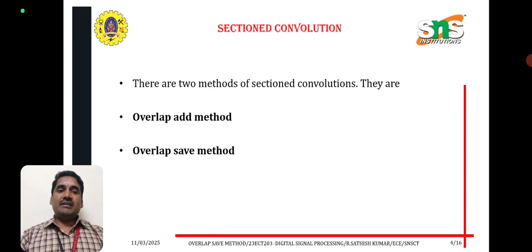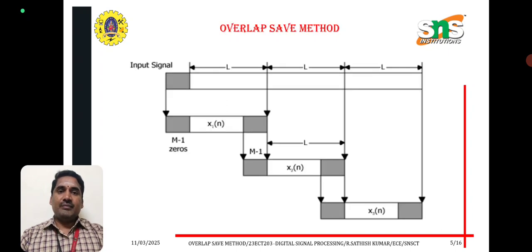There are two methods of sectioned convolution. They are the overlap add method and the overlap save method. In the previous video, we already saw the overlap add method. Now we are going to see the overlap save method.